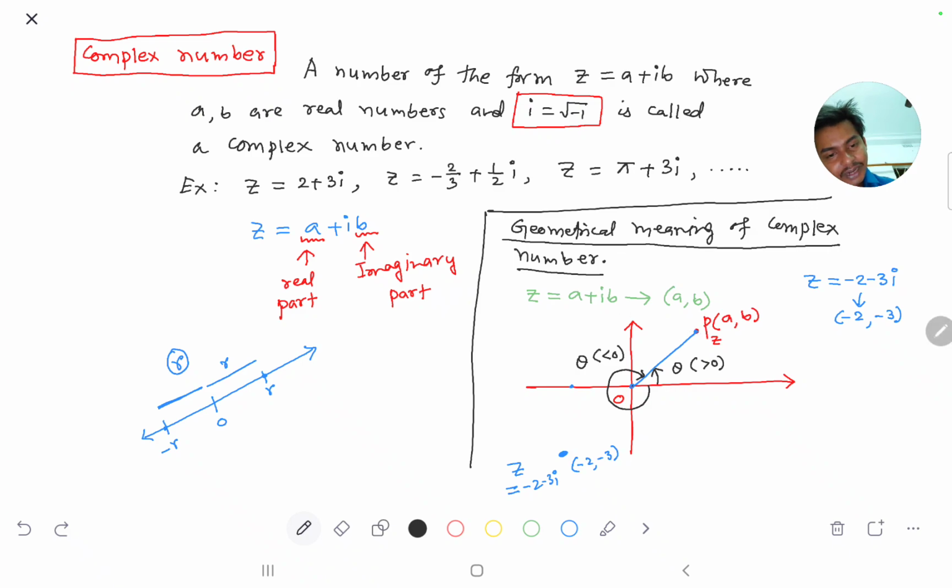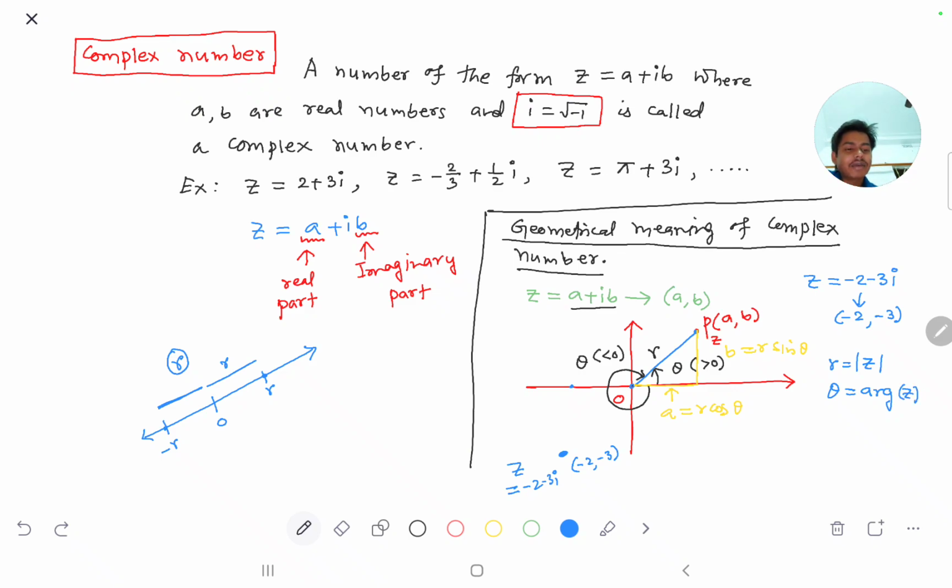Also, the distance of that complex number a plus ib from the origin, we denote it by r, called the magnitude. So clearly we can complete a right angle triangle. Then this will be a and this will be b. So a is also given by r cosine theta and b is given by r sine theta. So what is the significance of r? R is the magnitude, and theta we denote by the argument of z.